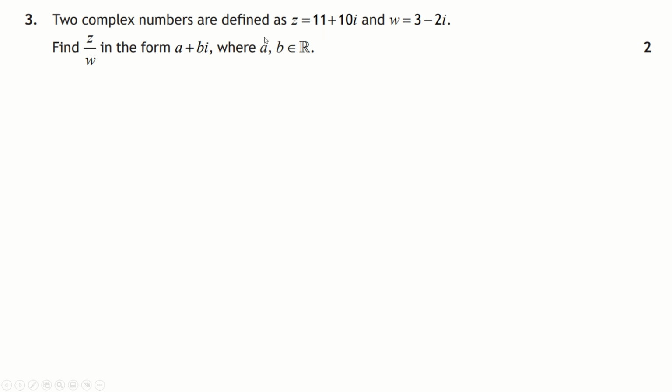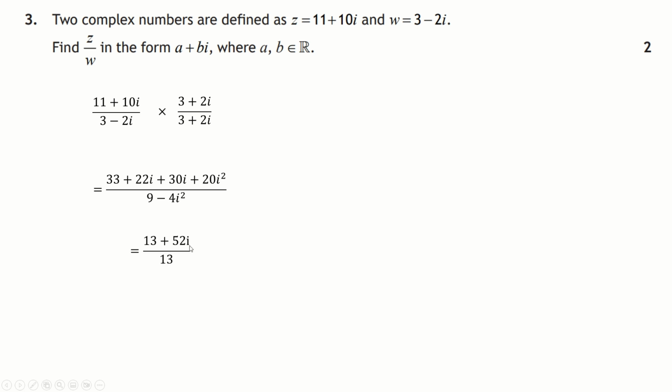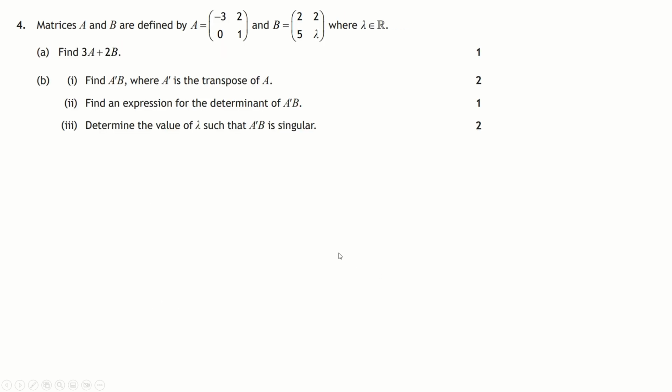Question 3. Two complex numbers are defined as 11 plus 10i and 3 minus 2i. The z over w is just this thing. You want to rationalize the denominator, so you times by the complex conjugate of the bottom thing, which is 3 plus 2i. Expand out the terms, you get this. Obviously i squared is minus 1, so this becomes plus 4, this becomes minus 20. This simplifies down to 1 plus 4i.